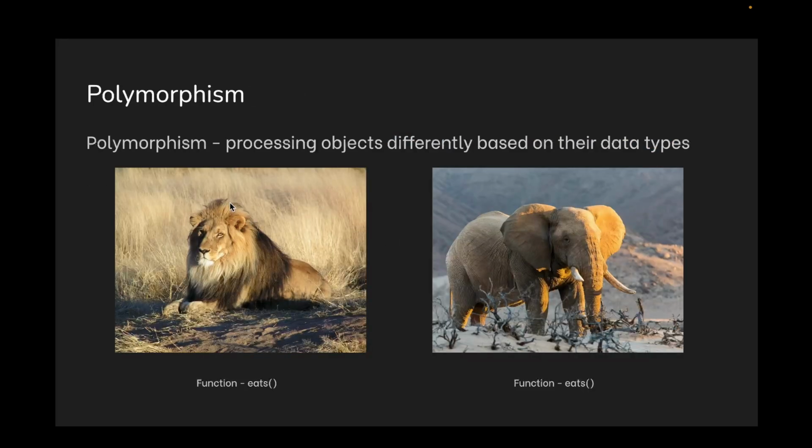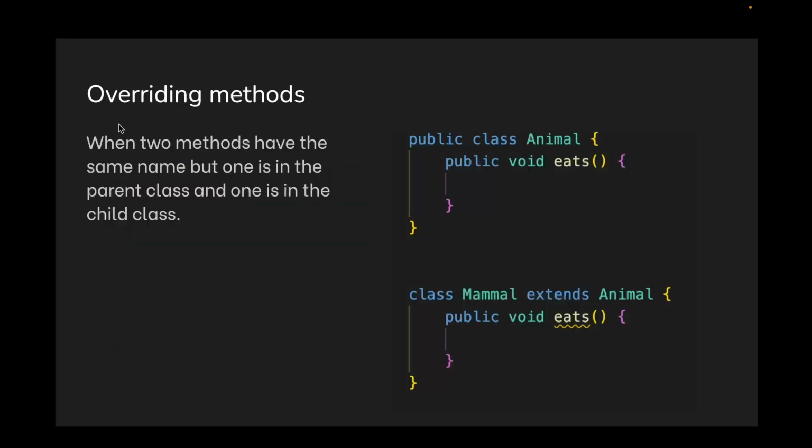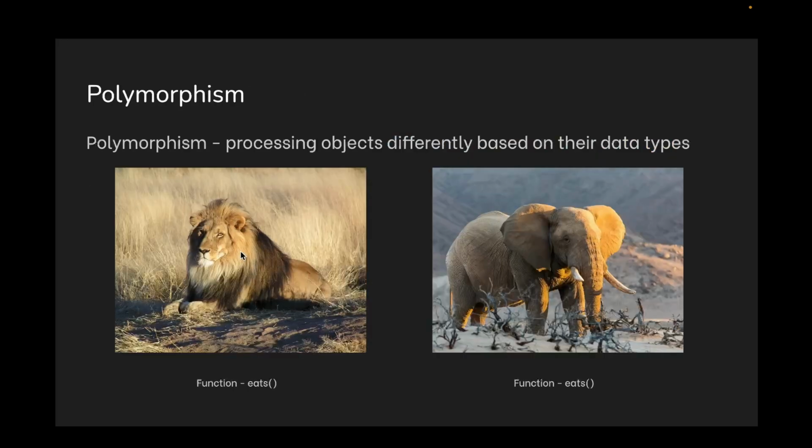So now we know what overriding is, right? It's when you have the same method within the superclass and then you redefine it in the subclass. So that's what polymorphism is. It's how you process objects differently based on their data types.